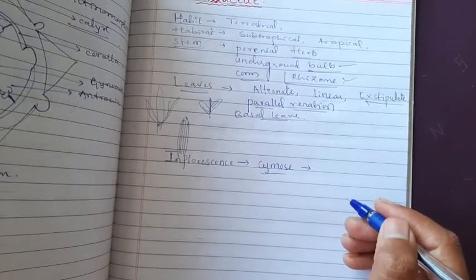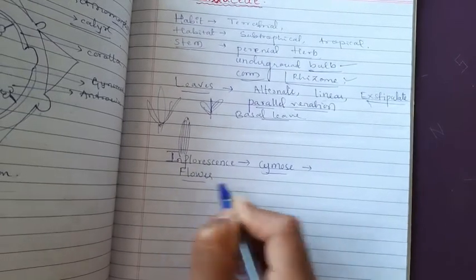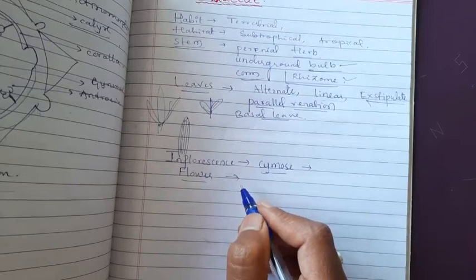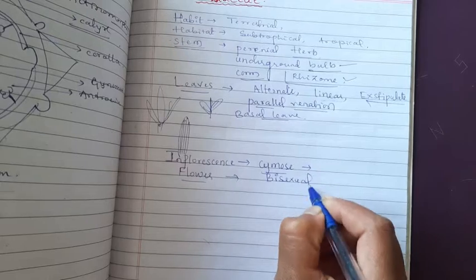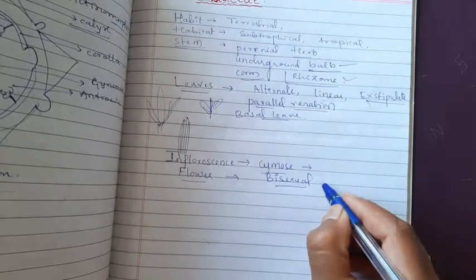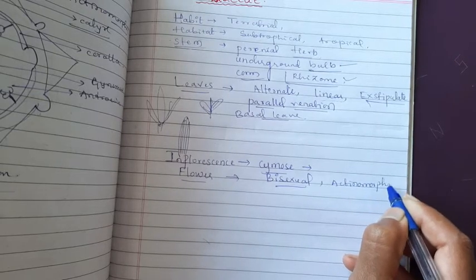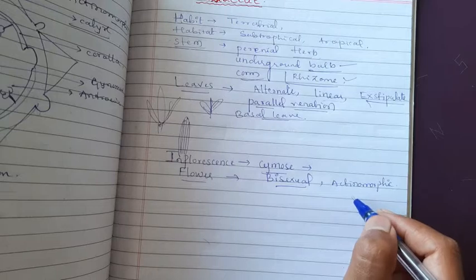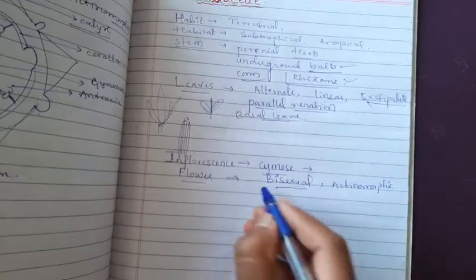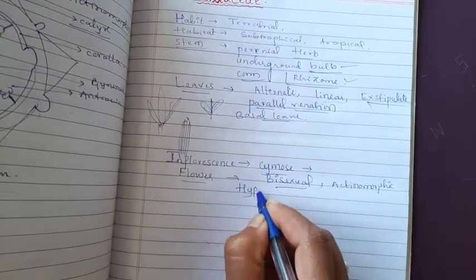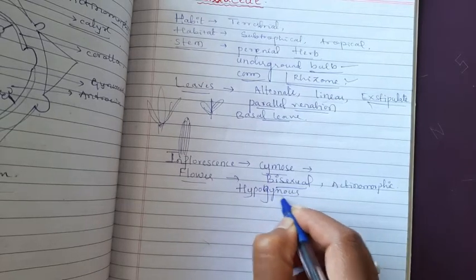Then flower. After inflorescence, the next one is flower. Flowers are bisexual. In the Liliaceae family you can see bisexual, actinomorphic, and hypogynous flowers, okay.